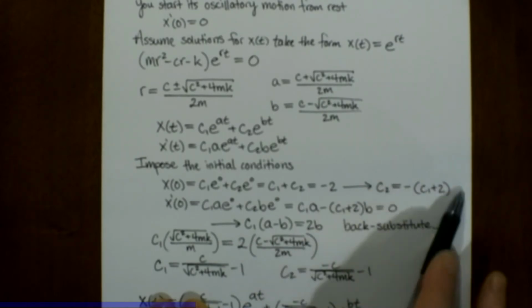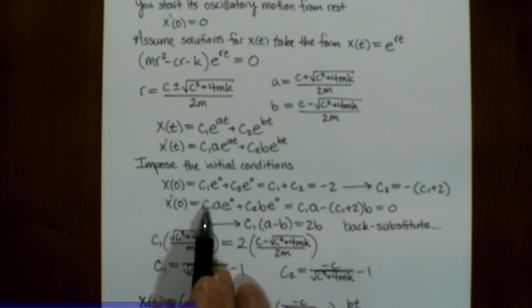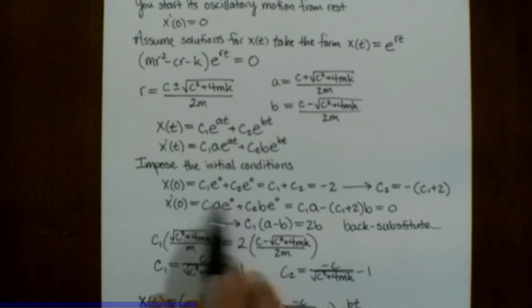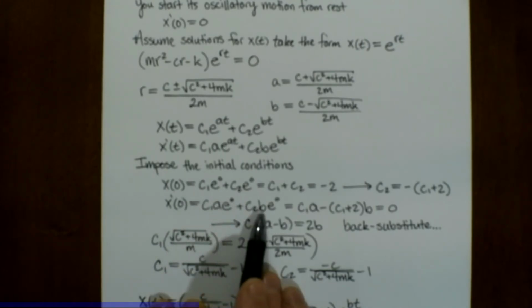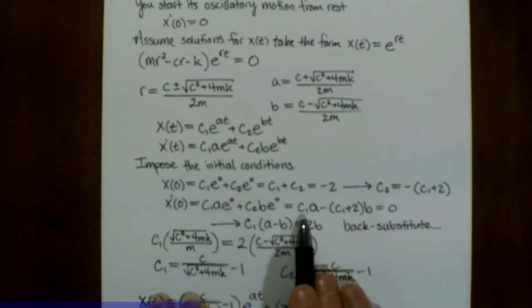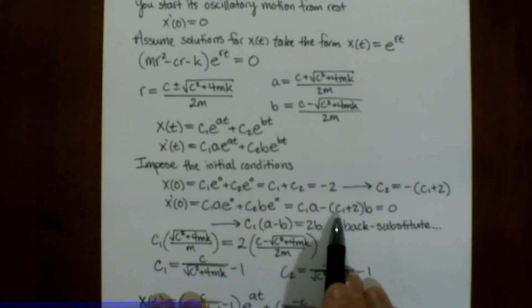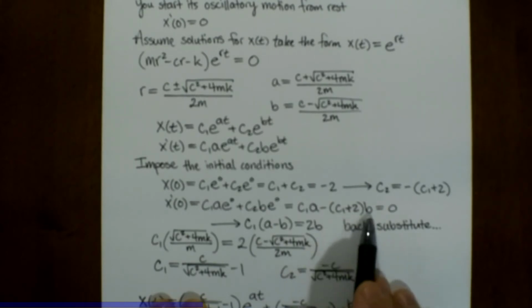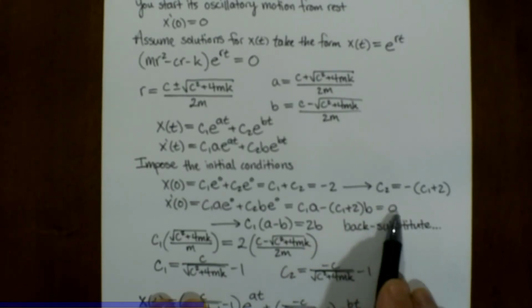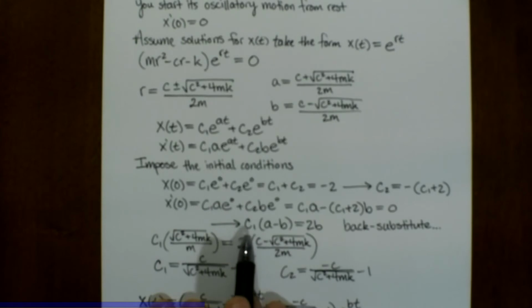So substituting, we then have c1 times a minus the quantity c1 plus 2, times b, equals 0. And we can simplify this a little bit, move some things around, and make the expression c1 times the quantity a minus b equals 2b. Let's back substitute a little bit. We know what a and b are, so let's go ahead and put them back in.